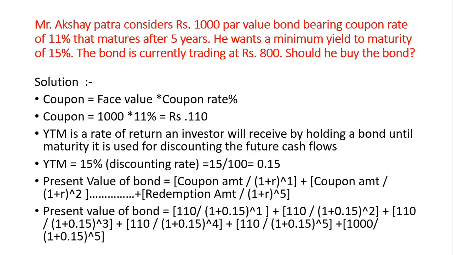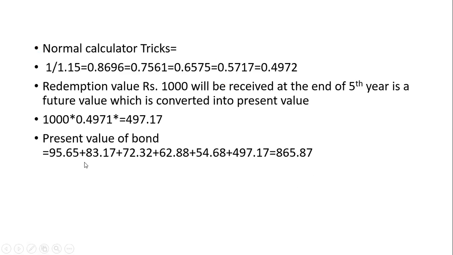In the question it is given that the current price of the bond is 800. So you will compare the intrinsic value, the fair value, with the 800. Intrinsic value is greater than the current market price of the bond. In this case, the bond is undervalued. So you're getting the bond worth 865 at a cheaper rate of 800. You will buy this bond and hold it for a few years.